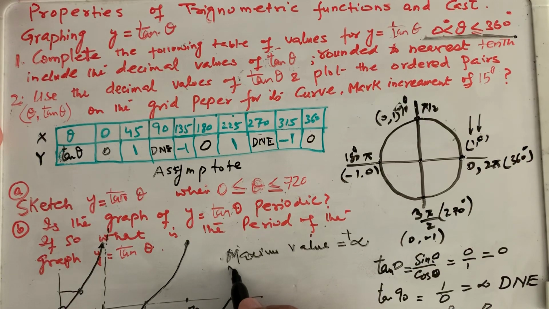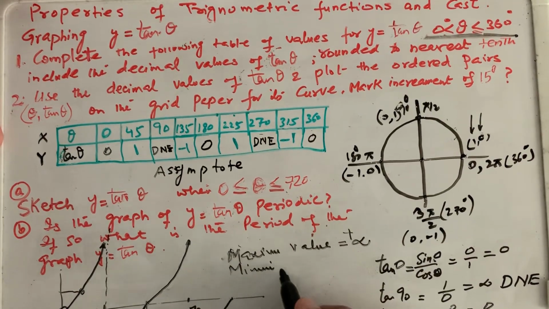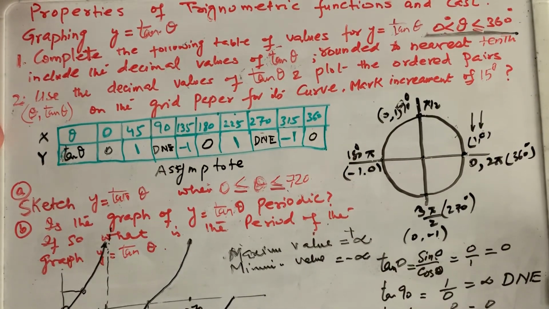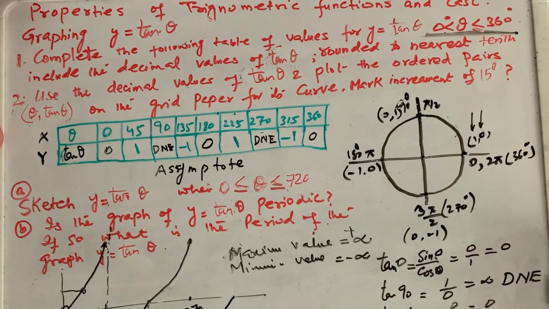What is the minimum value? The minimum value is negative infinity, right? The next question can be asked: for what value of theta does the maximum value occur? The maximum value is not defined, it does not exist. And the minimum value, for what value of theta does the minimum value occur? Not defined.